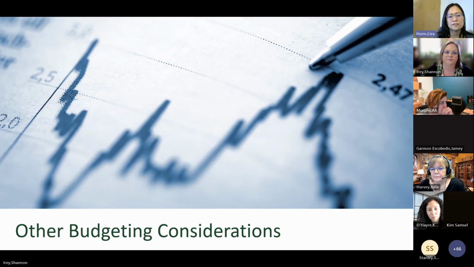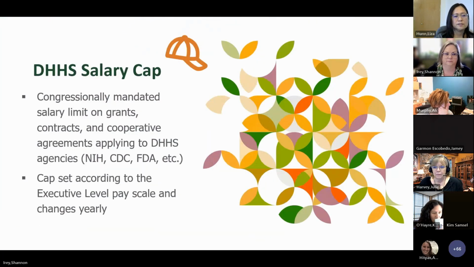So we'll go ahead and start talking about some of the other budgeting considerations, and this is a continuation of Tuesday's presentation. The next slide is salary cap. So salary cap is a congressional limit on how much can be paid on grants. And when we're talking about the salary limit, we're not talking about what is actually budgeted on a budget. It's based on the institutional base salary, or IBS. So I wanted to make sure everybody had that as an understanding.